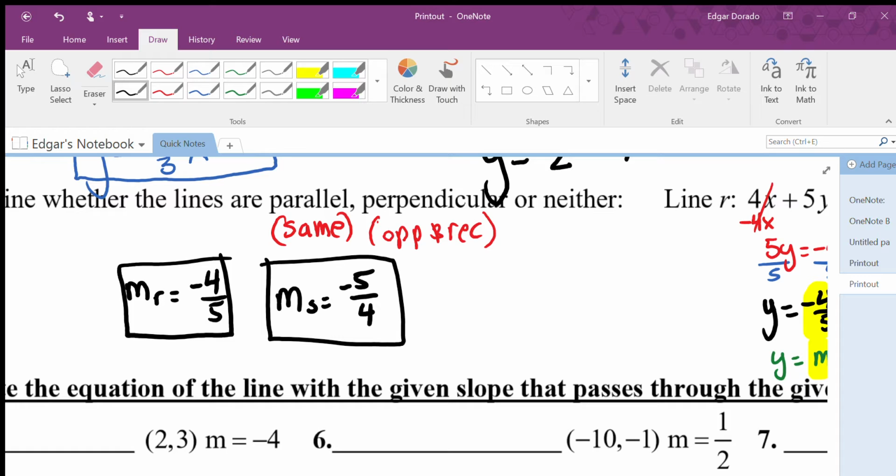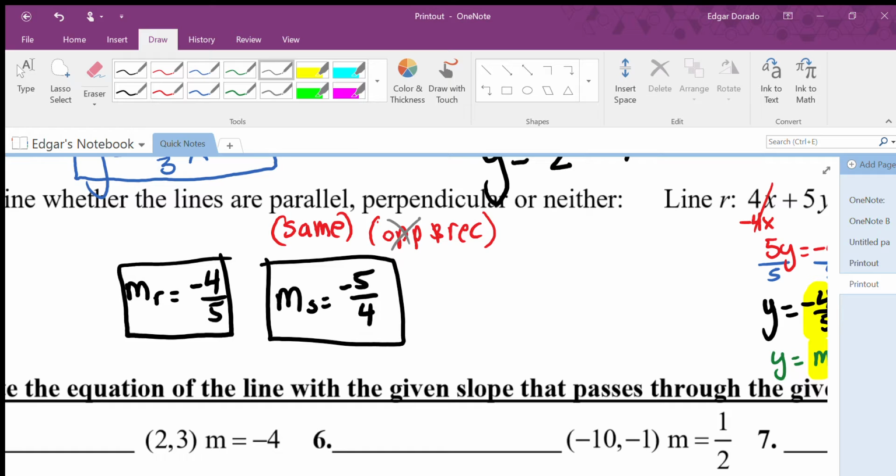And as we're looking at this, some of you guys might be thinking, oh, it's perpendicular. Well, not quite, because remember, yes, they are reciprocals. Instead of the negative 4 on top and the 5 on the bottom, they switched. The 5 is on the top and the 4 on the bottom. However, they are not opposite, meaning one is not positive and the other negative. They're both negative, meaning it doesn't fulfill this last piece of perpendicular lines, which is having an opposite slope.